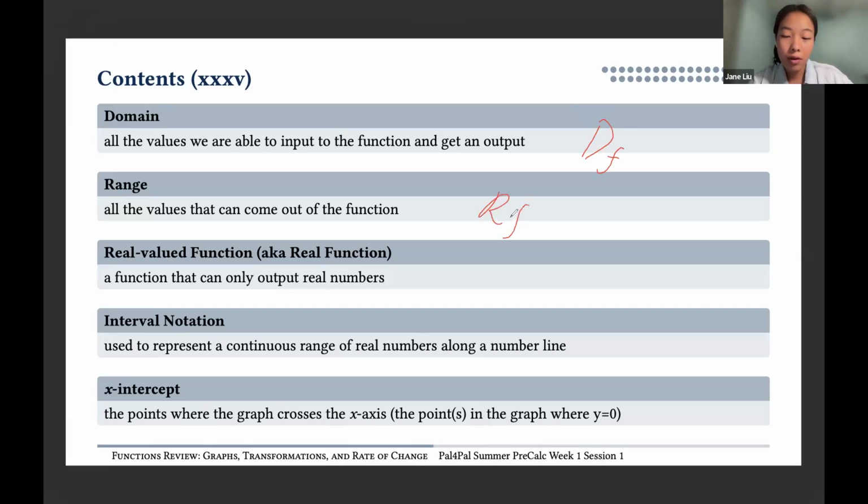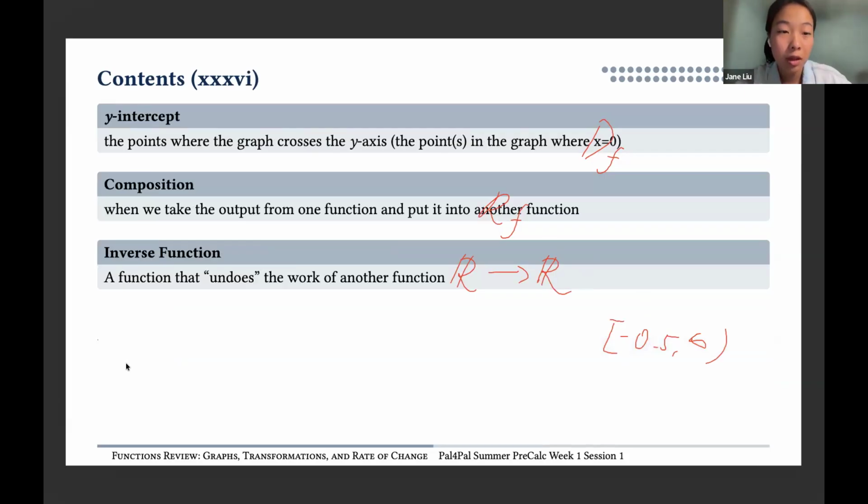We've also covered x and y-intercepts. The x-intercept is the point where the graph crosses the x-axis, which is the point or points on the graph where y equals 0. And the y-intercept is the point where the graph crosses the y-axis, which is where x is equal to 0.